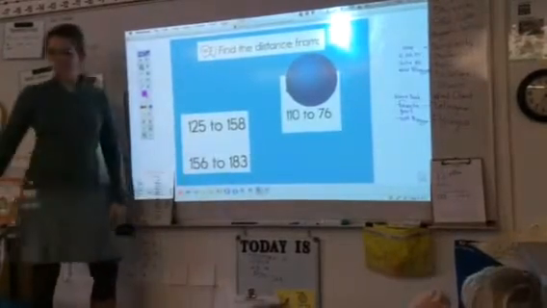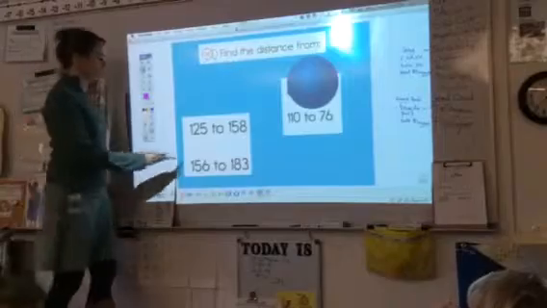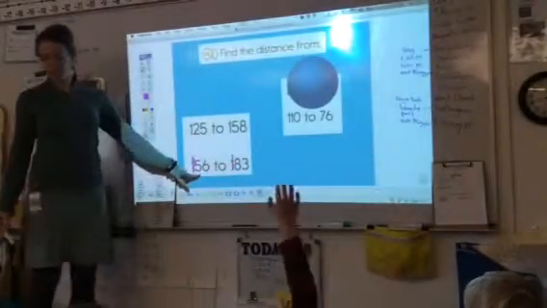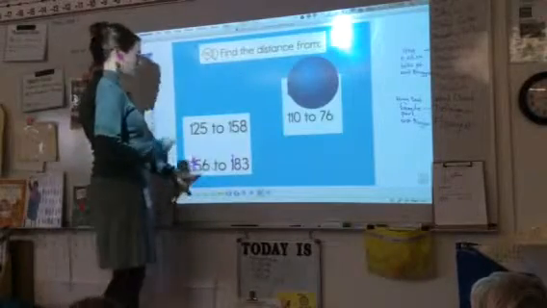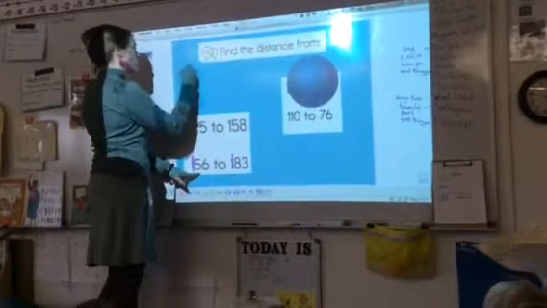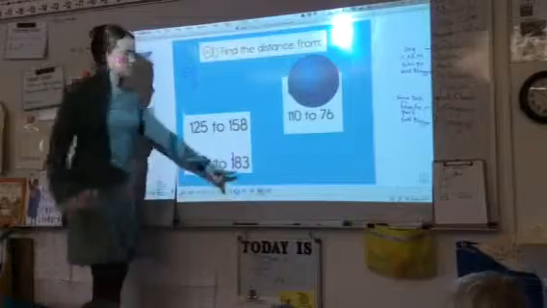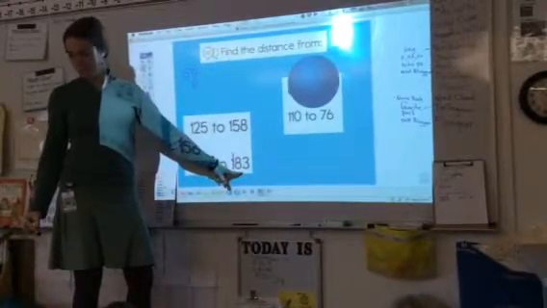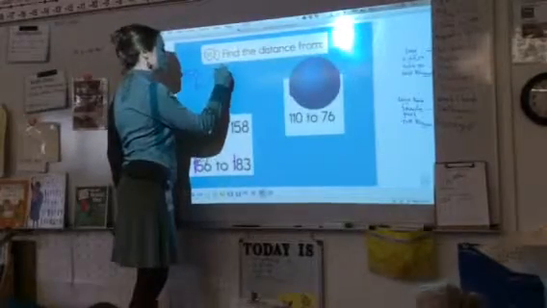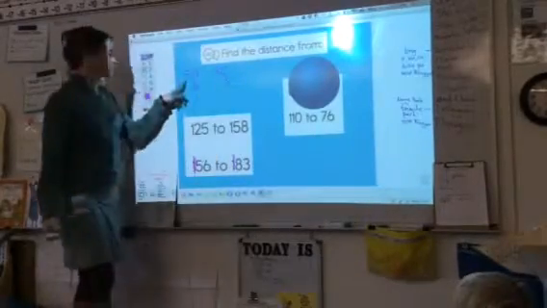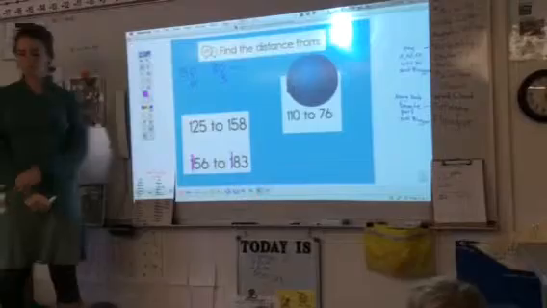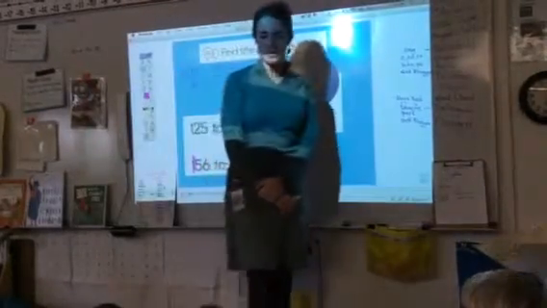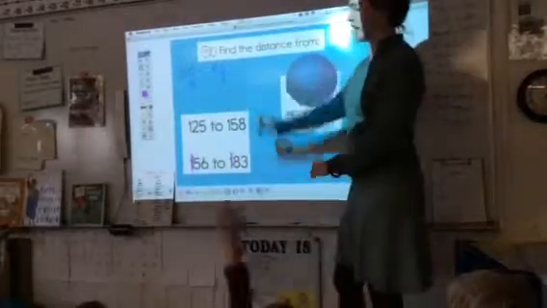Is the hundredths place the same? Yeah. Can I ignore it? Someone break this number down for me. TJ. 50. And? 6. Okay. Someone break this number down for me. Lauren. 80. Okay. So I want to get from 56 to 83. Let's find the distance from 56 to 83.